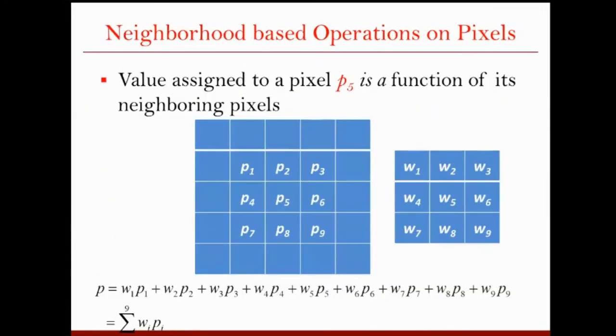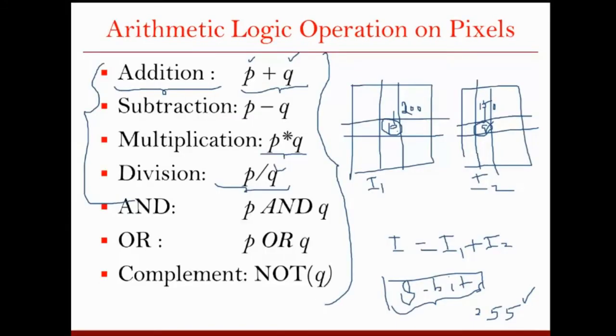Sir, what are the applications of these arithmetic operations with respect to image processing? Because if we do successive additions, we may get a totally white image, or if we do successive subtractions, we may get a purely black image. Yeah, no, so we'll see.